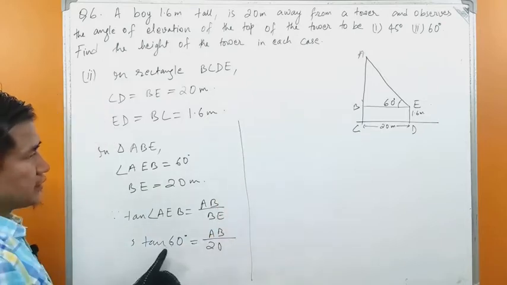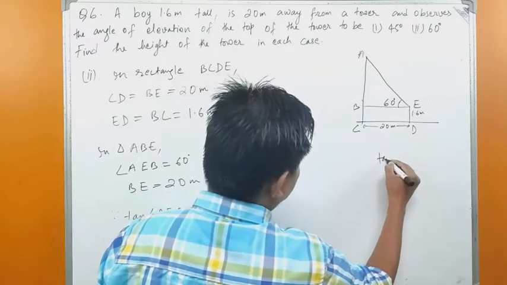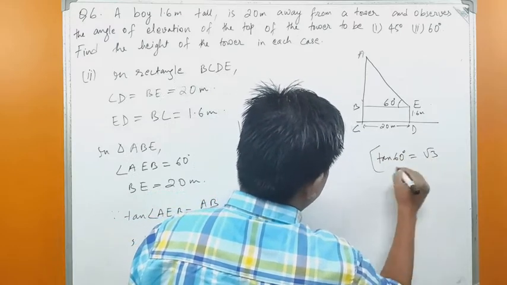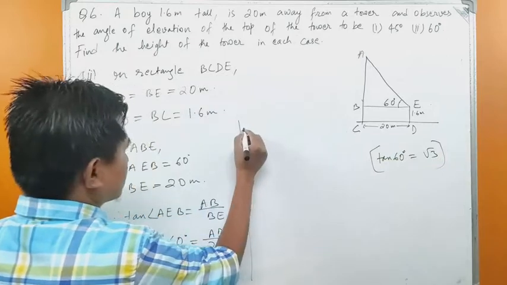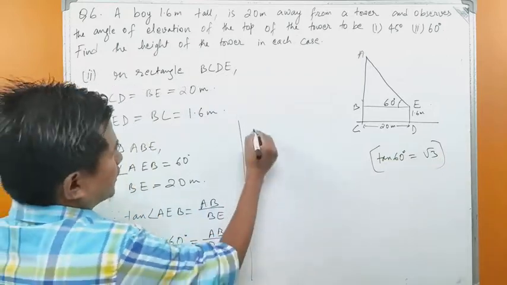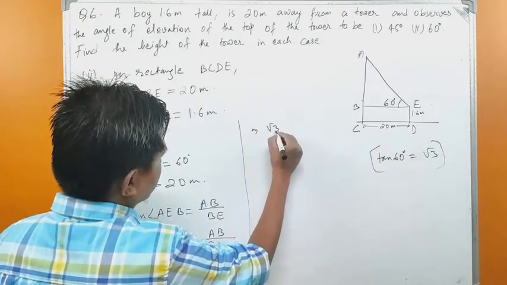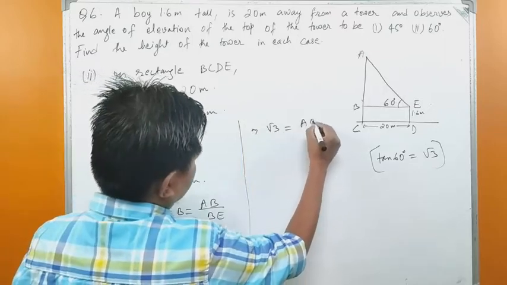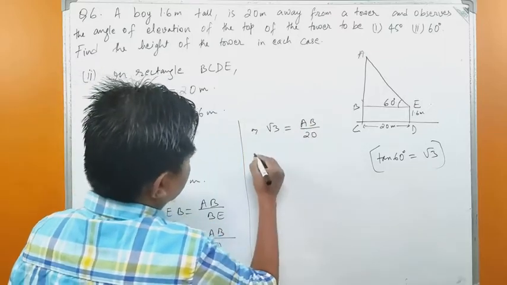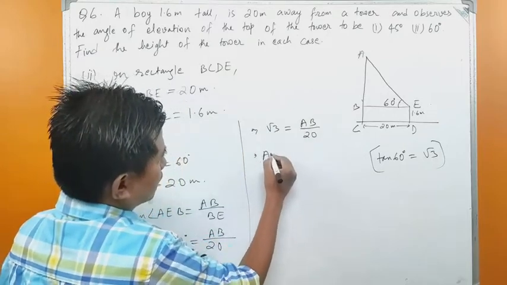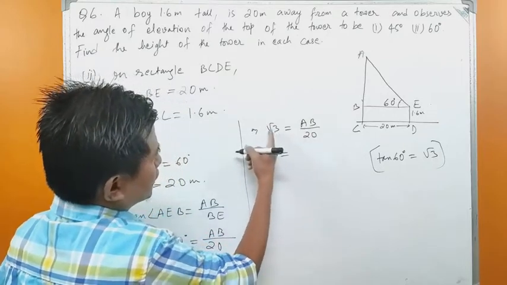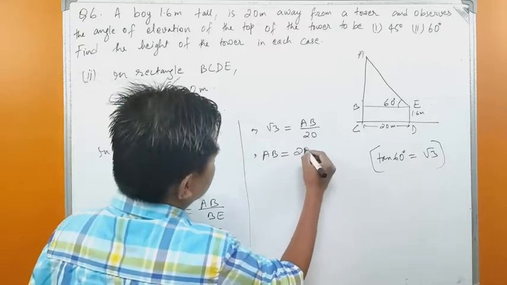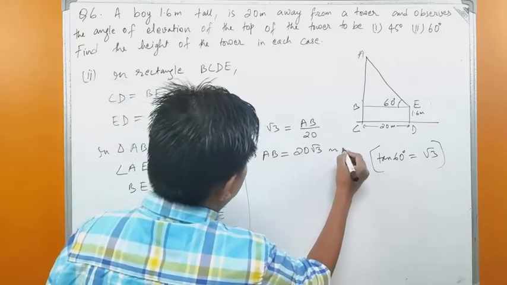Now the value of tan 60 degrees equals √3. We must know the value. So instead of tan 60 I write √3 equals AB upon 20. Now AB equals 20 into √3. We cross multiply this, isn't it? So 20 into √3 is 20√3 meter.